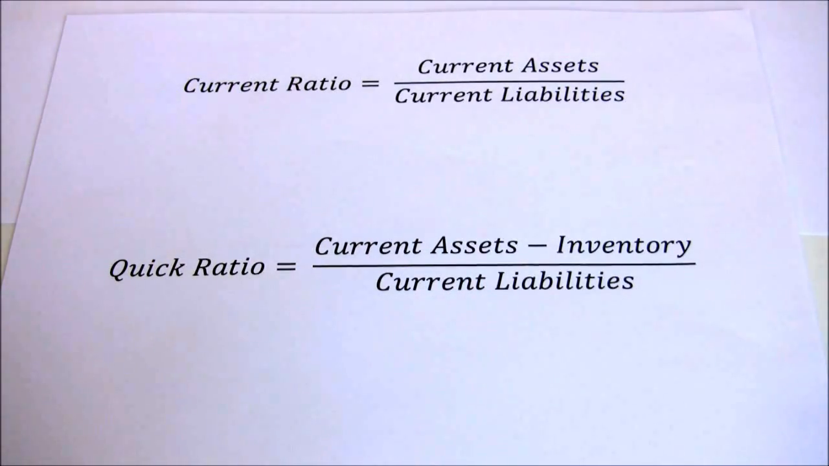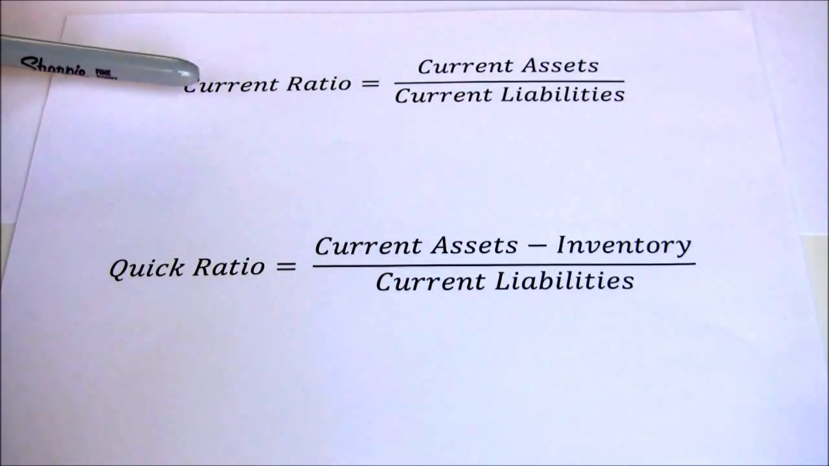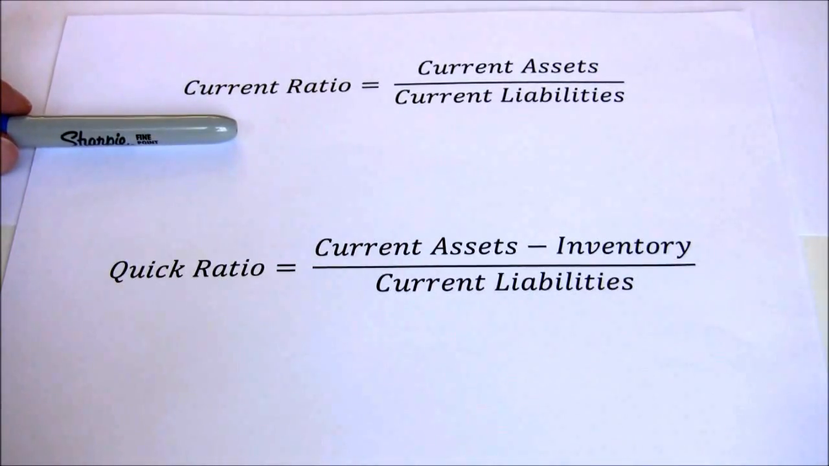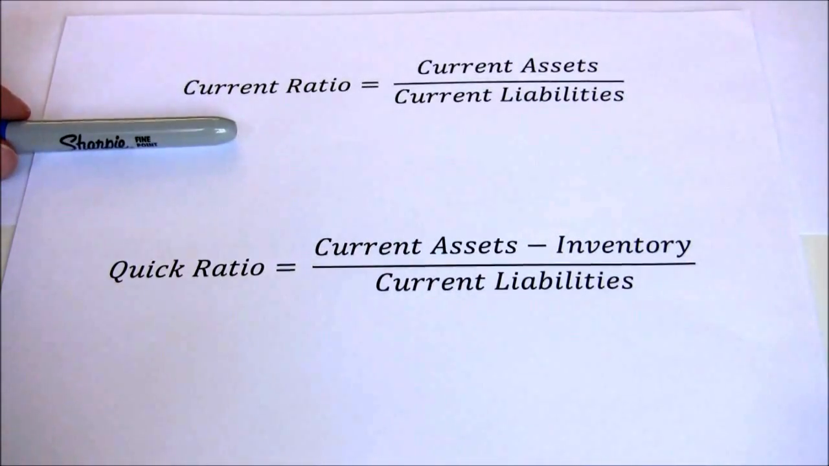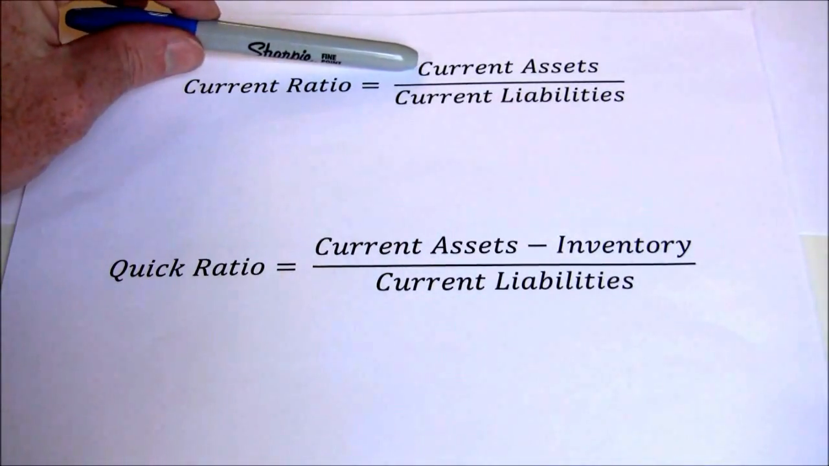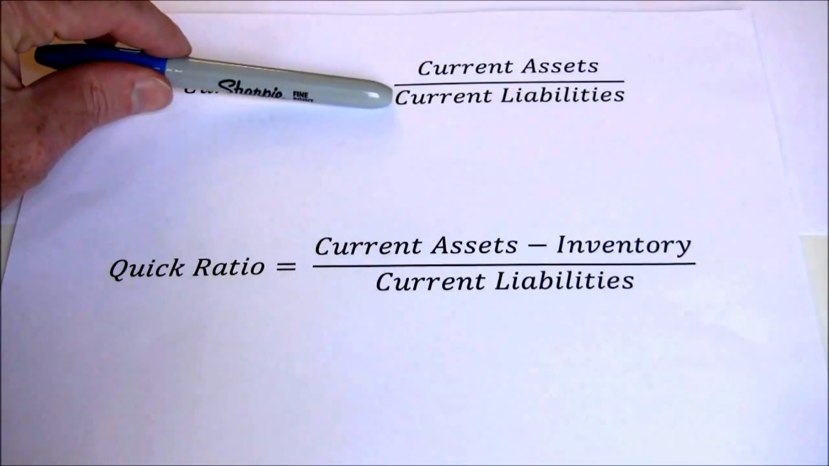Debt holders, same idea. If the short-term creditors can't get paid, then the long-term creditors aren't going to get paid. And management has to focus on this because it's their responsibility to run the company and make sure they remain solvent. First ratio that we start with is the current ratio. Very simply takes current assets divided by current liabilities.